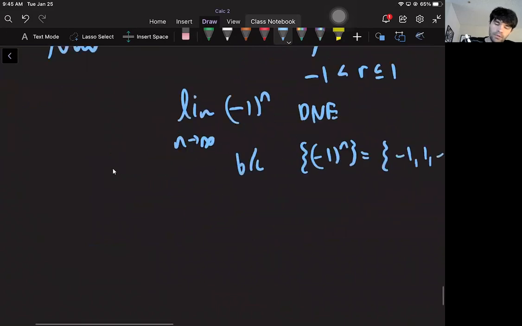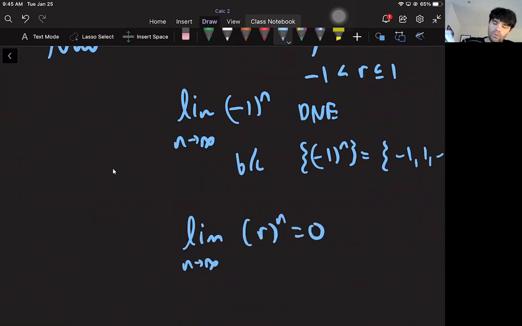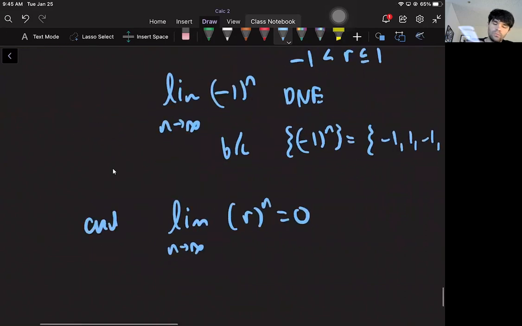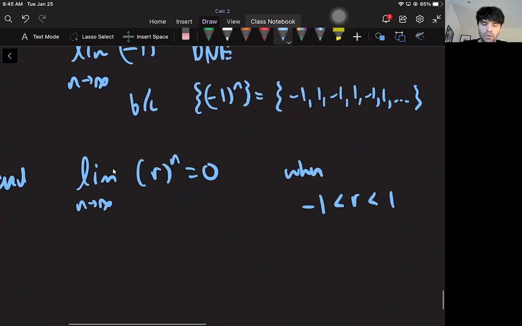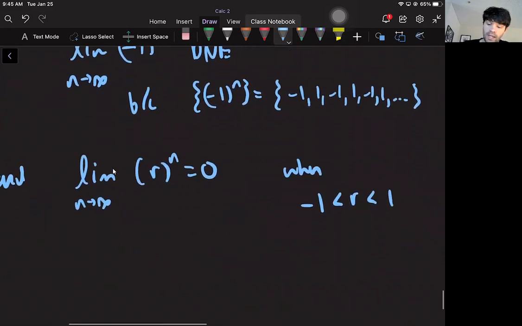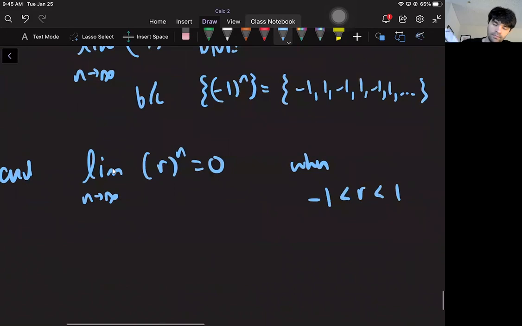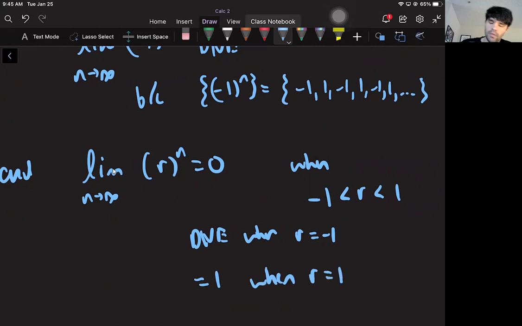Okay, so this will be 0 as long as you're strictly between -1 and 1. It won't exist if you're exactly at -1. And it'll equal 1 because it'll just be a bunch of 1s if r is 1. So those are the 3 situations that can happen.